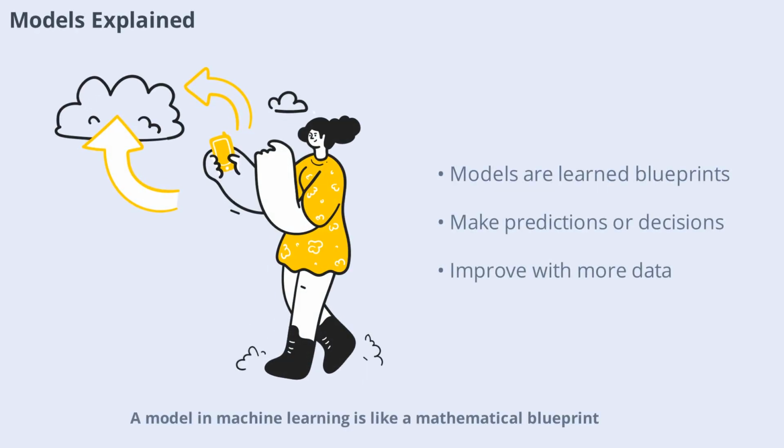A model in machine learning is like a mathematical blueprint that represents what the algorithm has learned from the data. Think of it as a recipe that helps the computer make predictions or decisions. Once trained, a model can analyze new data and provide answers, whether it's identifying objects in a photo or predicting tomorrow's weather. Models are central to how machine learning systems operate and improve over time.